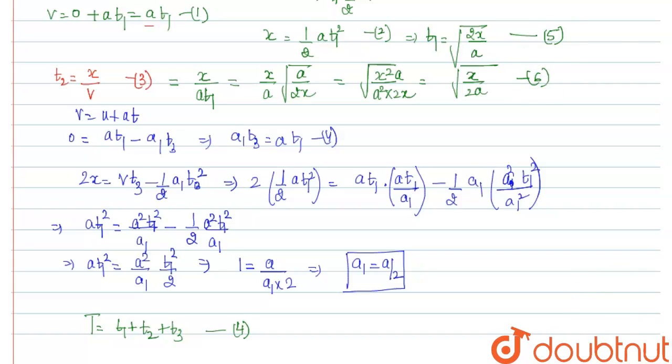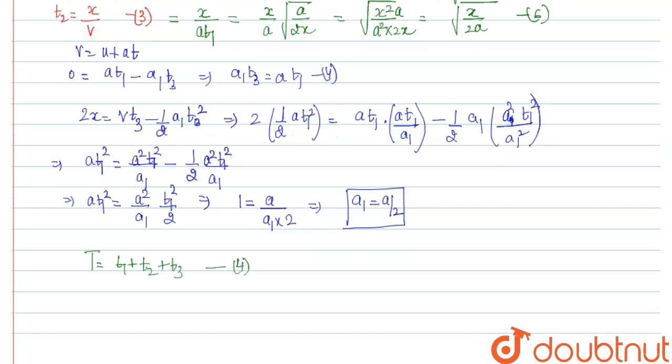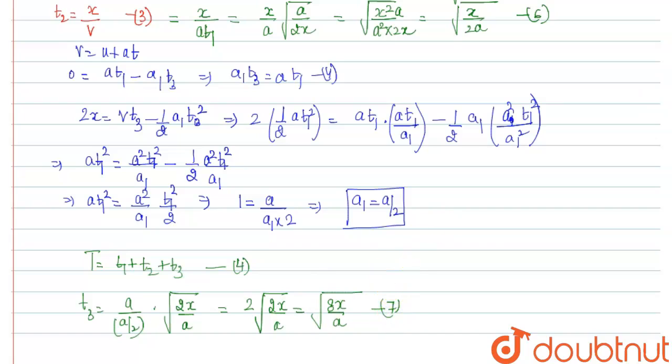So the value of T3 from equation 4, T3 is equal to A upon A1. A1 is A by 2 into T1. T1 is equal to square root of 2x upon A. So A cancelled. This is equal to 2 into root 2x by A. So if we place 2 in a square root, that is root of 8x by A. This is equation 7. Now put the value of T1, T2 and T3 in equation 4.